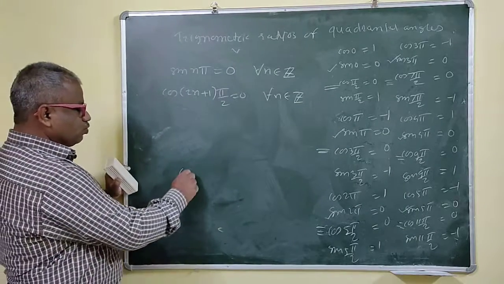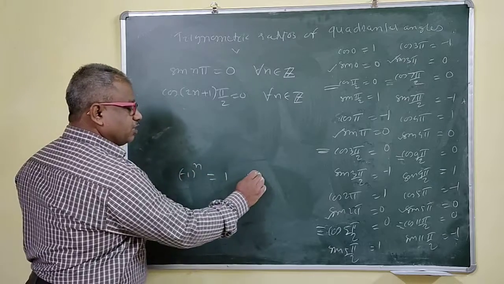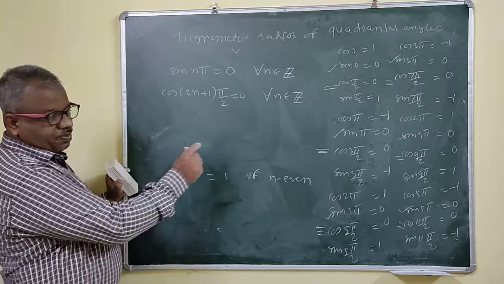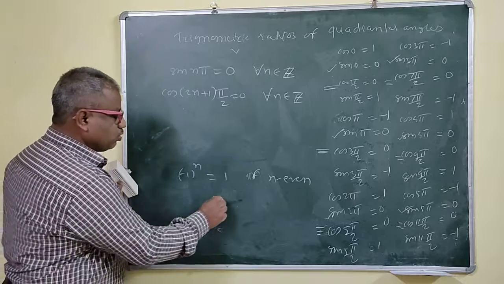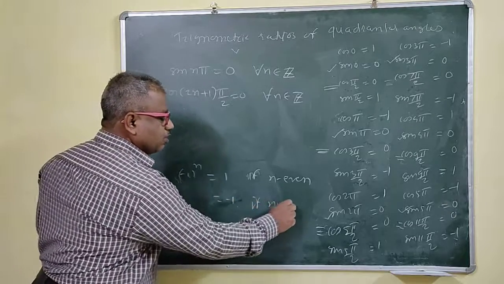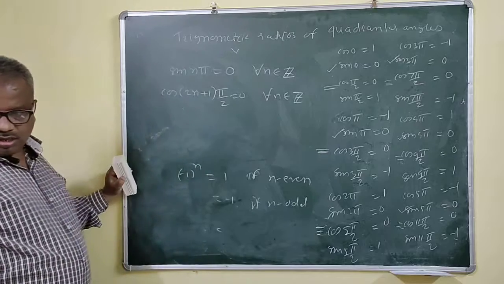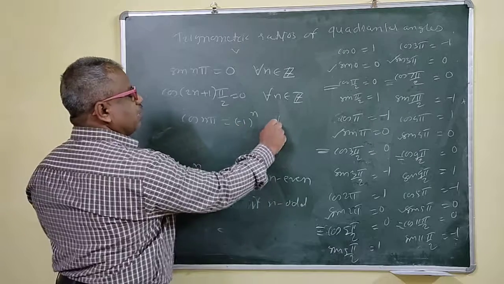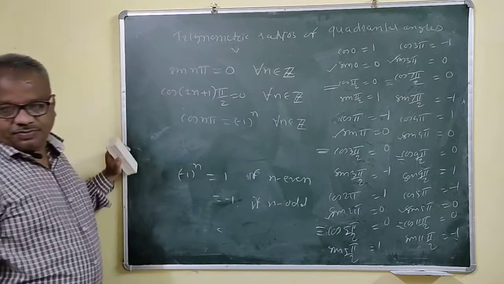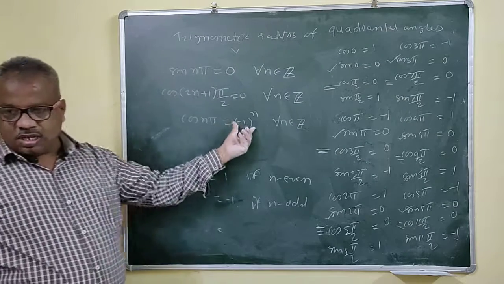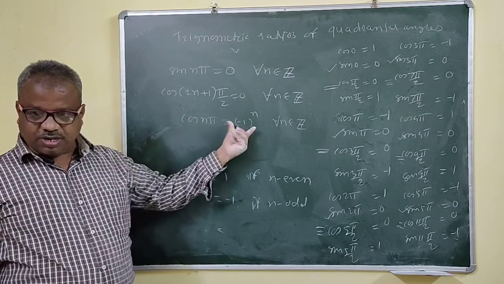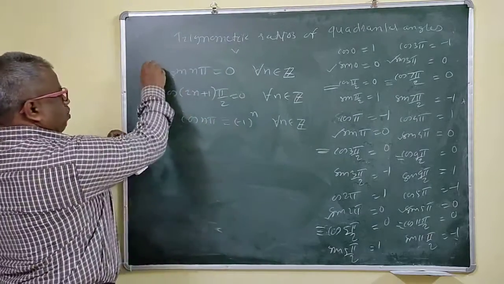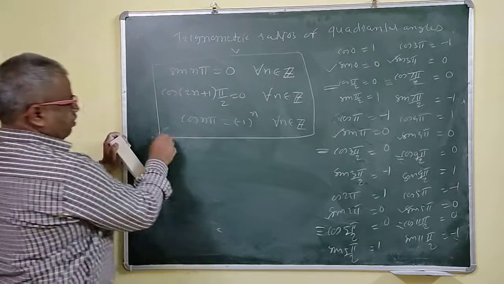So you know that minus 1 to the power n is 1 if n is even, because on pairing we get a plus sign, and it is minus 1 if n is odd. So you can write this formula: cos n pi is nothing but minus 1 to the power n for all n belongs to Z. If it is even, we get a plus sign; if it is odd, we get a minus sign. In this way you can generalize this. This is our best formula, very helpful for your competitive exam.